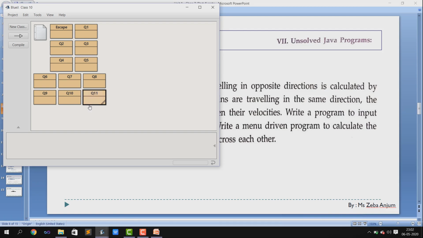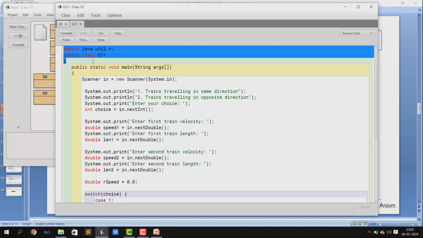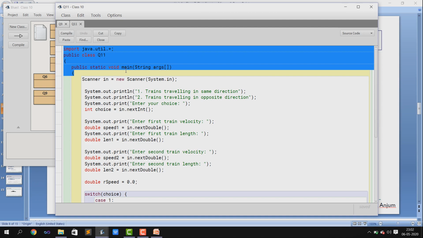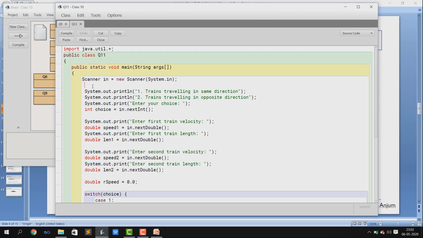Now let us see our question number 11, how we are going to solve this problem. Basic thing, firstly, import our Java package, class Q11, public static void main, Scanner to take an input. Okay, in this question we have to do what? Firstly, we have to create a menu. That is why we have written these two lines.